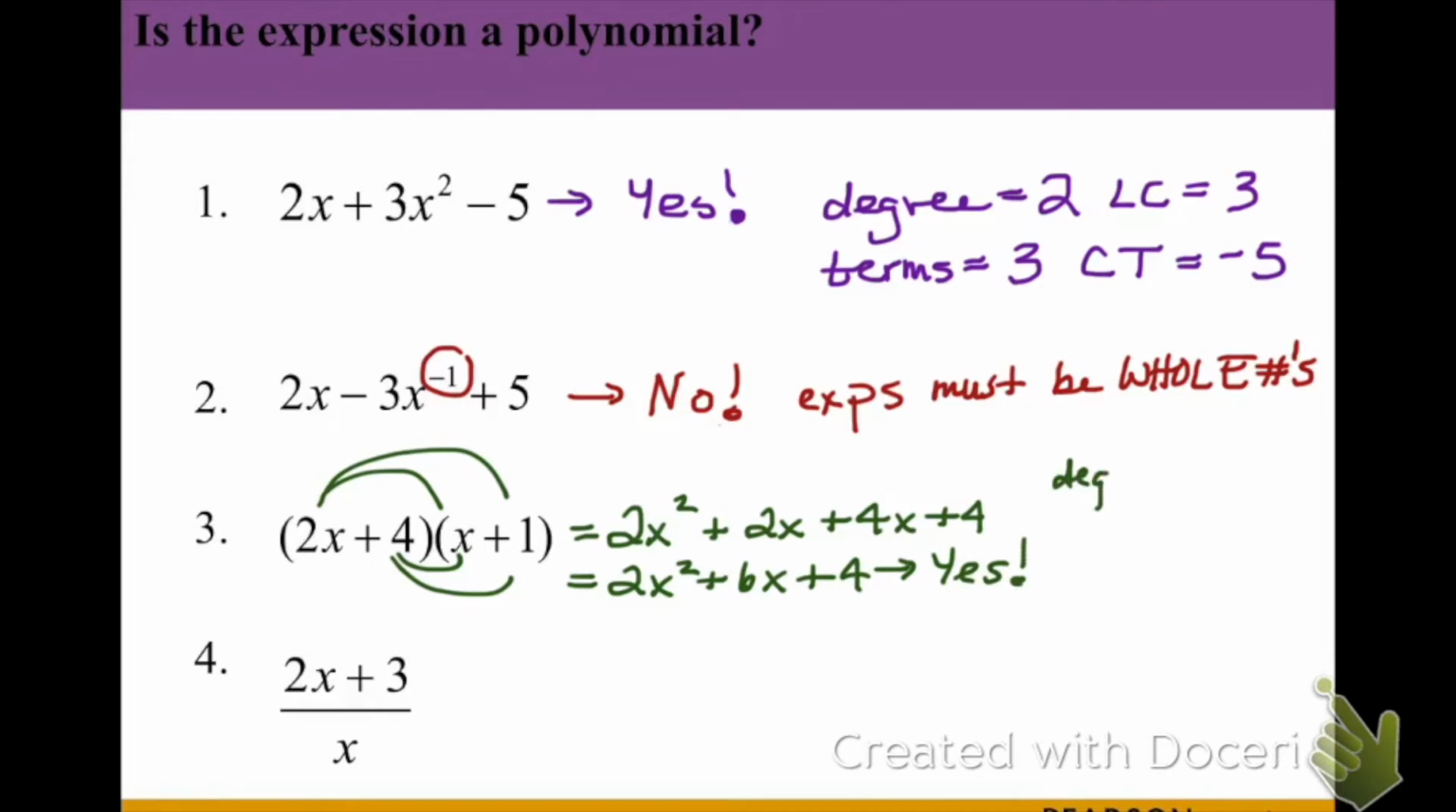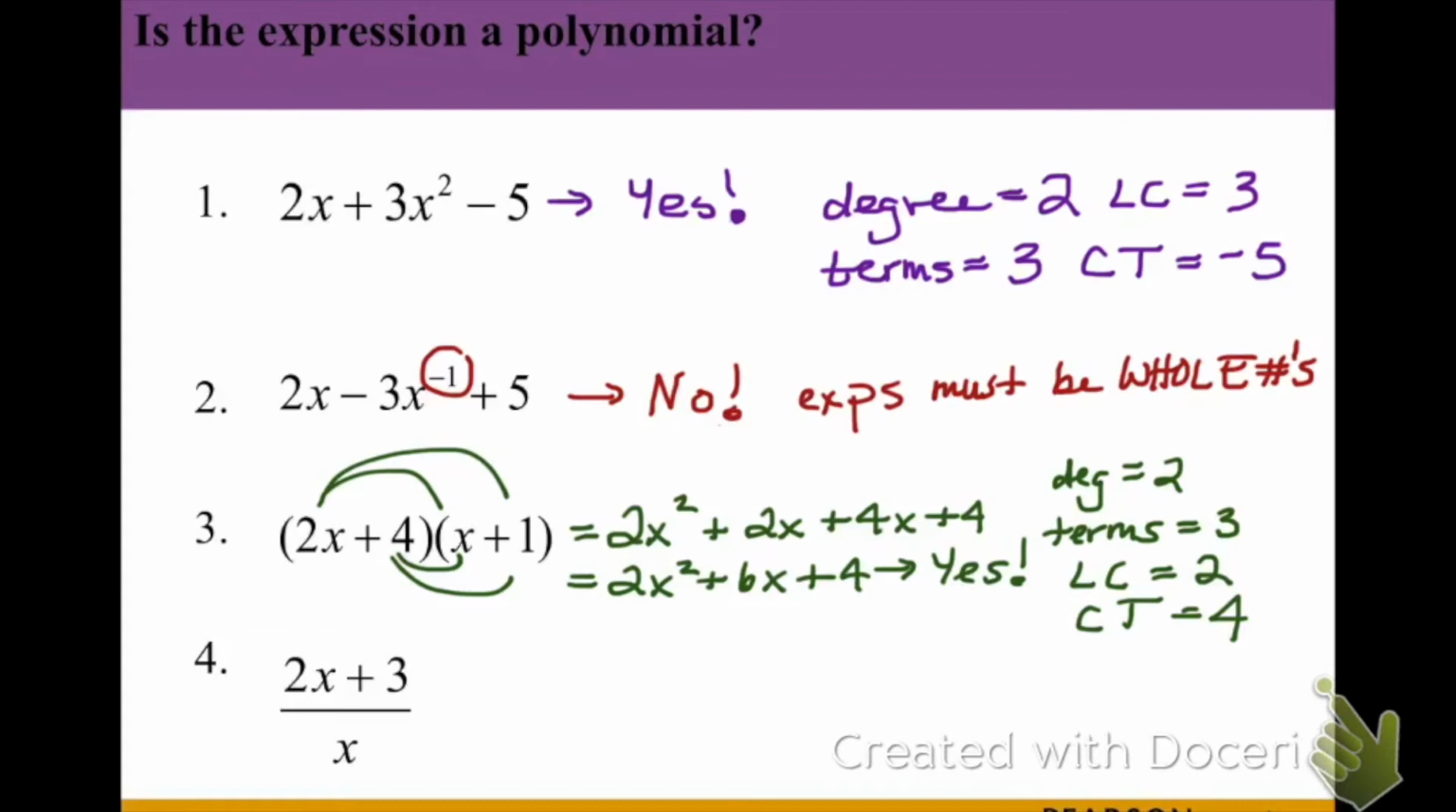Our degree here would be 2, since this is the highest exponent. The number of terms would be 3, making this a trinomial. In this case, our leading coefficient would be 2, since it is the coefficient for the x squared term, and our constant term here would be 4. Now, you could probably also tell that this is a polynomial without having to do that distribution. We notice that we have no negative exponents and no fraction exponents, so that would be another way for us to tell that this is a polynomial.